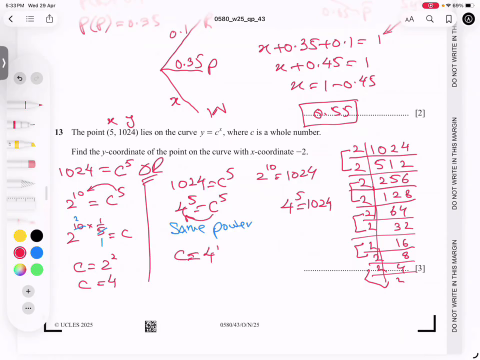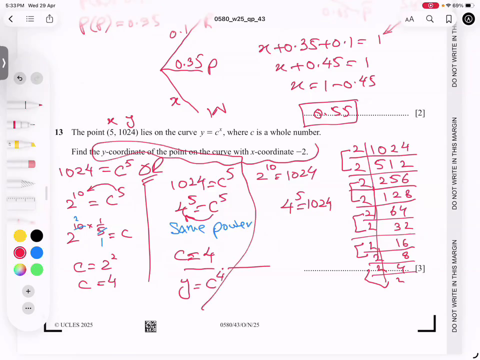So you can see that I got the same value in two techniques. Anyway, is the question done? Not at all. Plug this c back in the equation. So I can say here I got y is equal to c to power 4. I have done it. Now it's saying, find the y coordinate if x is negative 2.